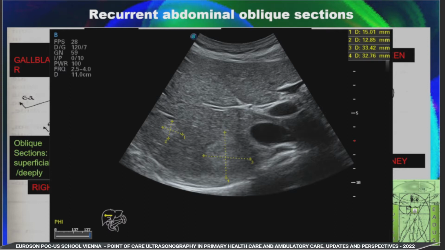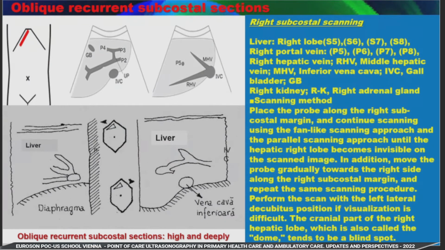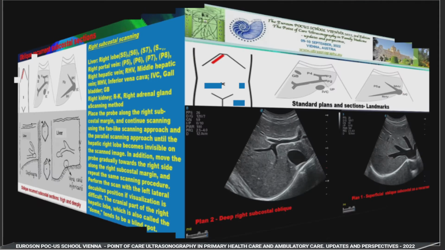This is what you can find. This is the true section of the oblique recurrent subcostal section, the high one. You can find the inferior vena cava with the three hepatic veins, and also you can find, second, in the deeper position with the probe, the portal trunk with the right and the left branches of the portal vein.